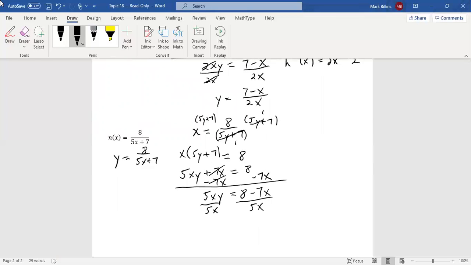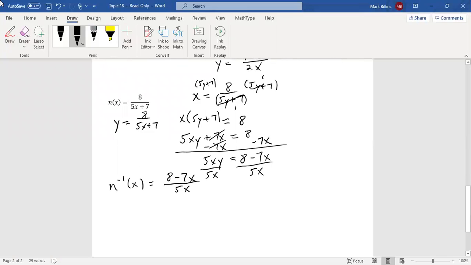So remember, two possibilities. I could have the inverse of the n function equaling 8 minus 7x over 5x. Or I can rewrite that as 8 over 5x minus 7x over 5x, and the x's reduce. And so that would leave an alternative way to write your answer as 8 over 5x minus 7 over 5.